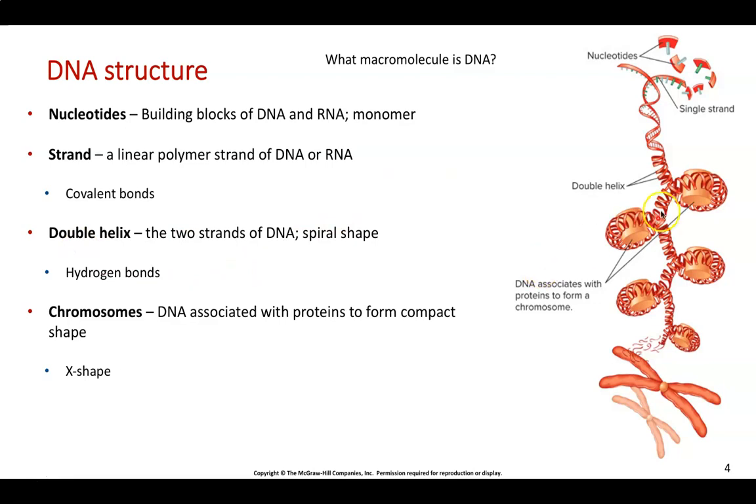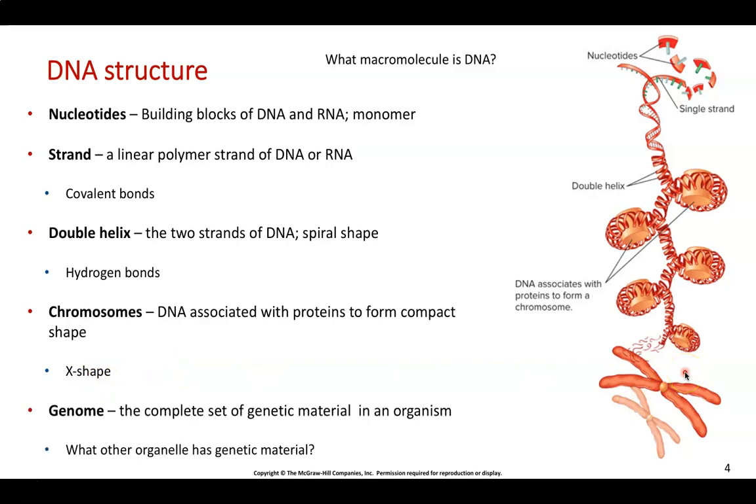Finally, once you have a set of double helix together, it begins to coil. We'll talk about what it wraps around. But once it forms this X-shaped structure, that is called a chromosome. So that's going to be your DNA, which is your double helix and your strands and nucleotides interacting with different proteins, which I'll tell you about, and that compacts it and makes it really tight and very, very close together. That's going to kind of form this X-shaped chromosome that we're so used to seeing.